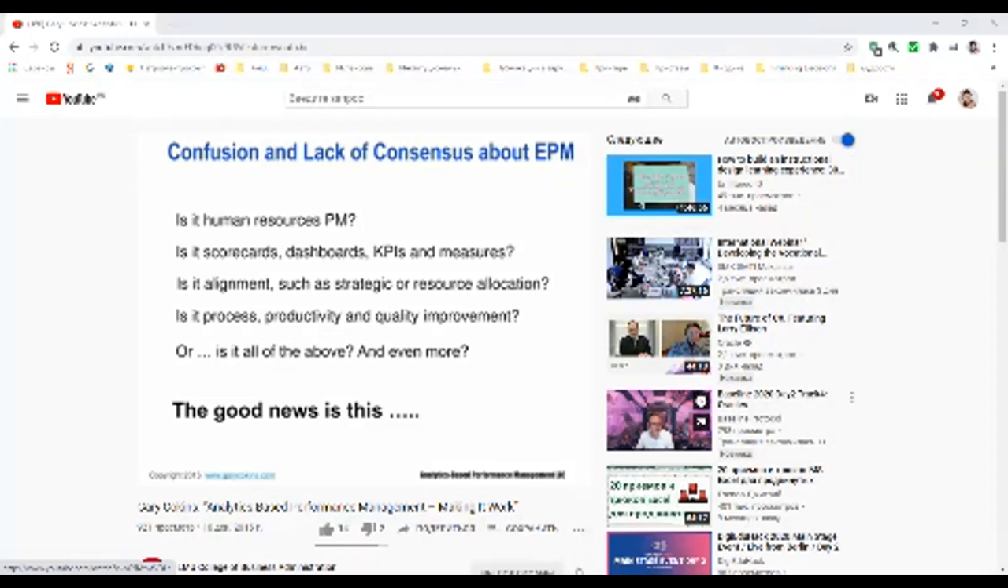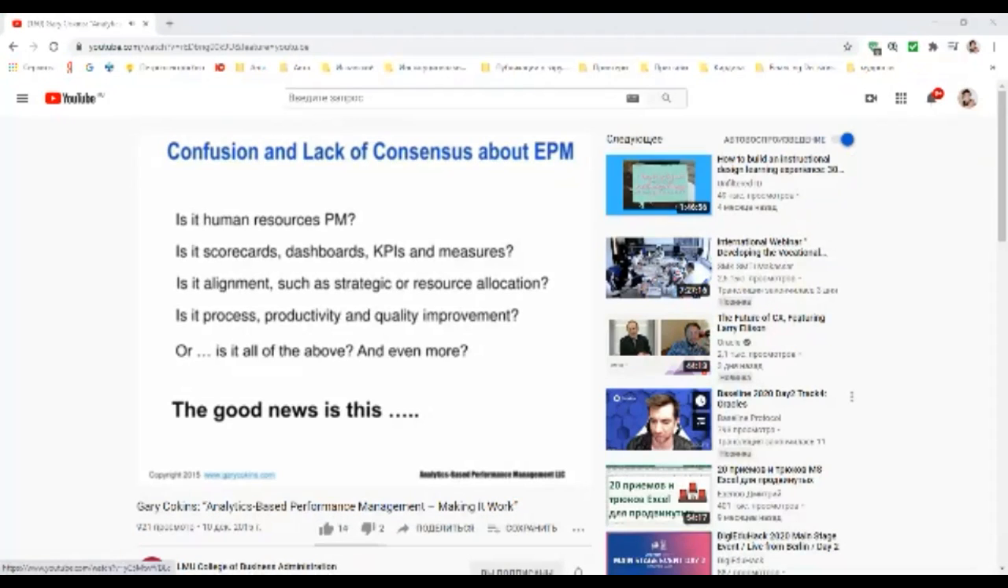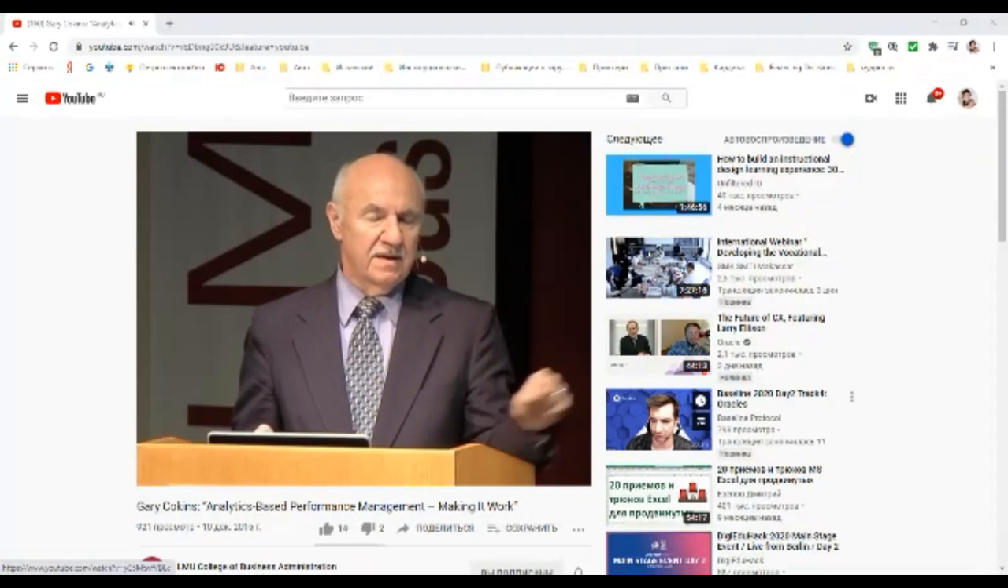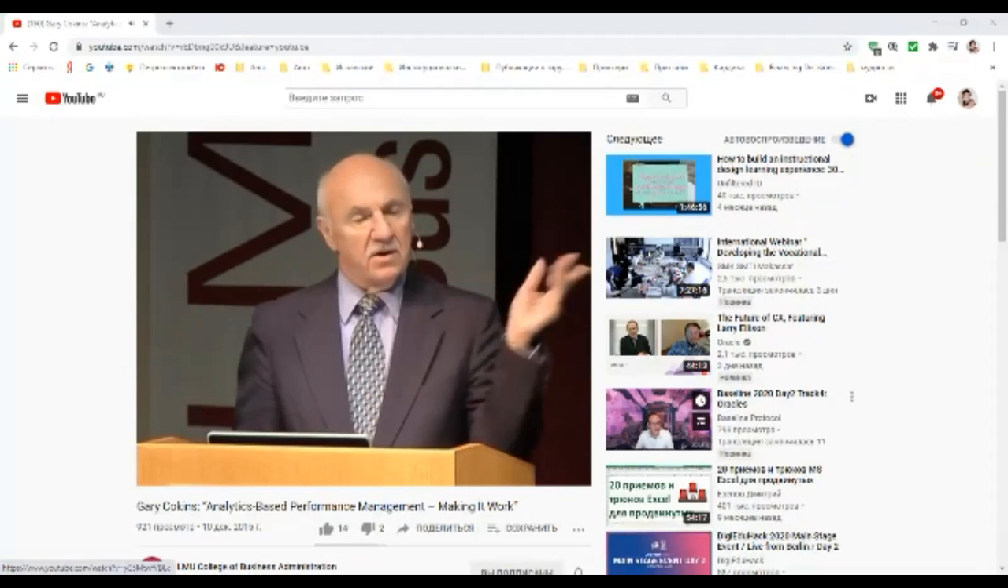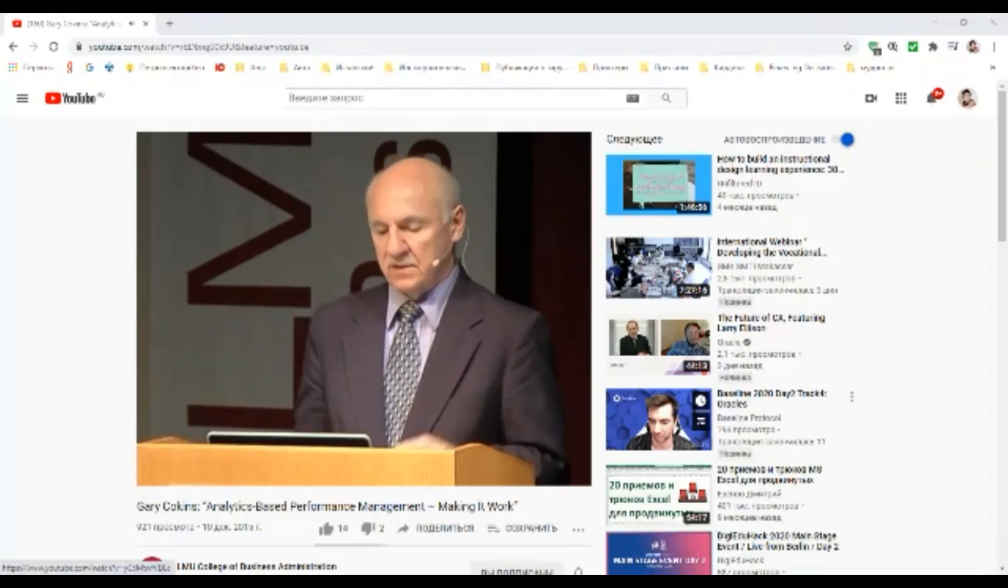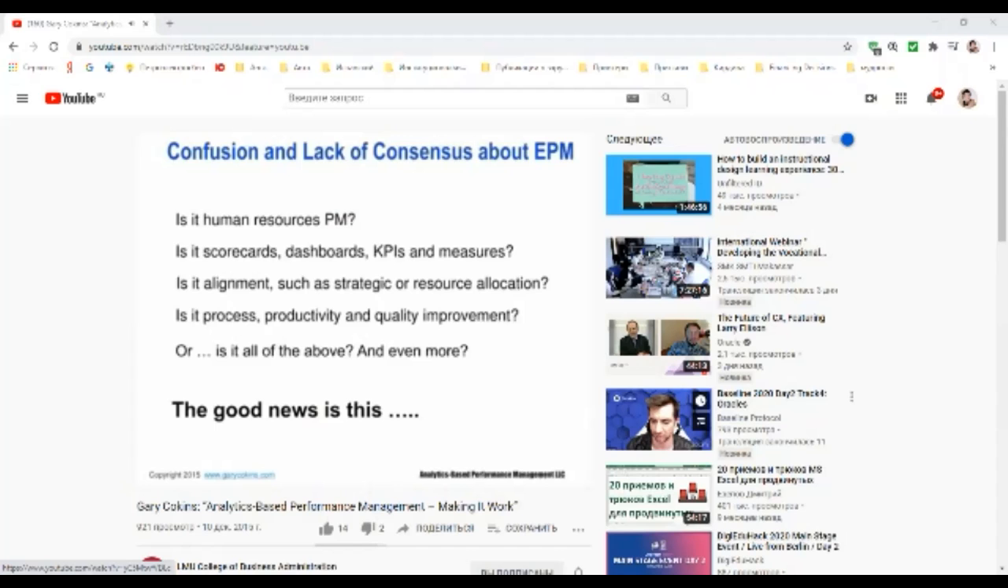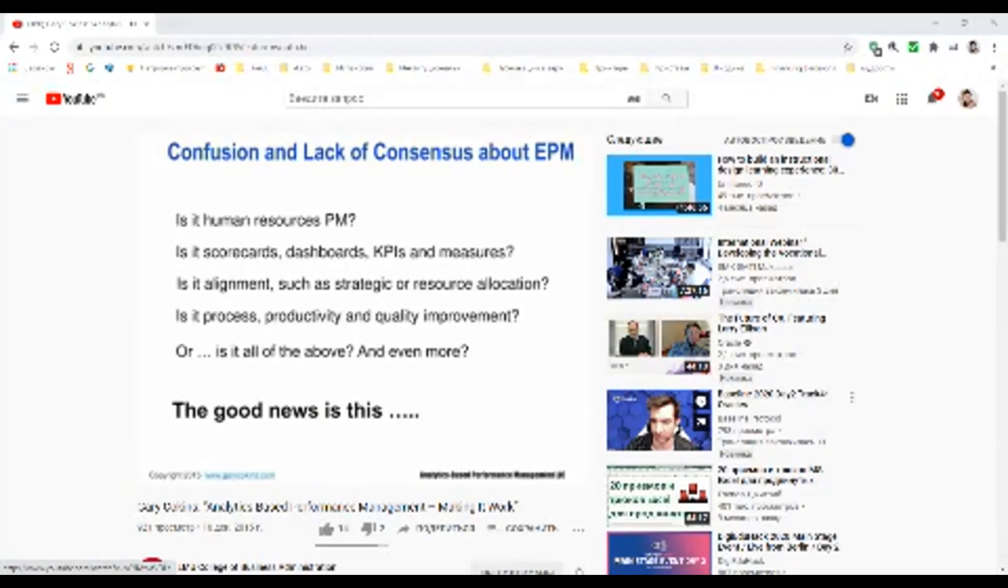Is it about process, productivity, and quality improvement? Yes, but that's business process management. Processes are these end-to-end activities. We're talking about the broader umbrella. So this is the area of Six Sigma and lean management, but it's not the total answer. Is it all the above? And the answer is yes, it's all the above and even more.